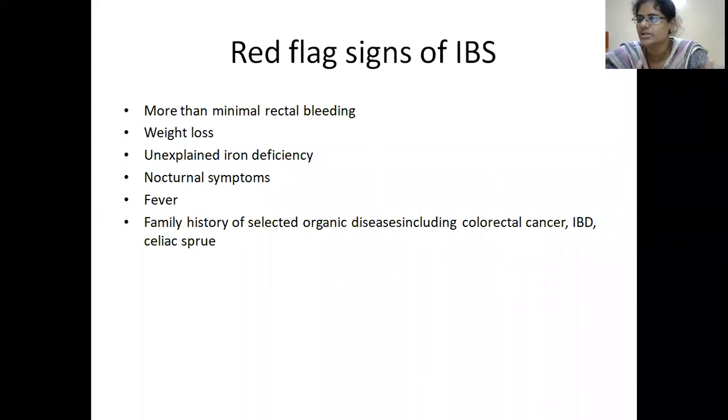Nocturnal symptoms. Usually nocturnal symptoms are very rare or never seen in these IBS patients. Fever. Usually fever is never associated, but if fever is there, you have to check for any other underlying disorder. Family history of selected organic diseases like colorectal cancer, inflammatory bowel disease, or celiac disease. Other malabsorption syndromes have to be ruled out. These are the red flag signs of irritable bowel syndrome.